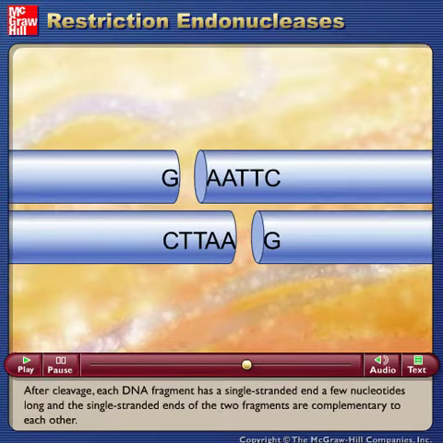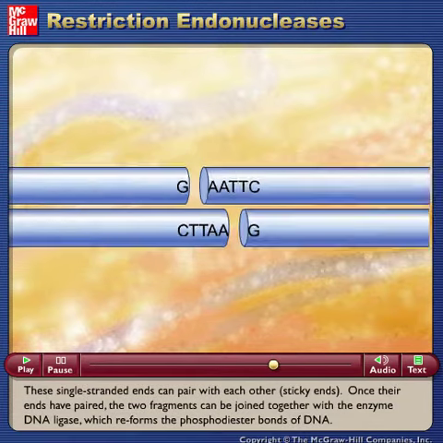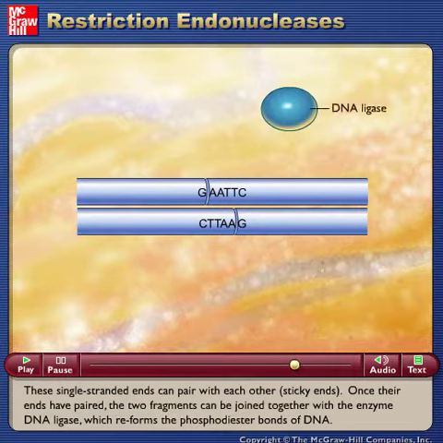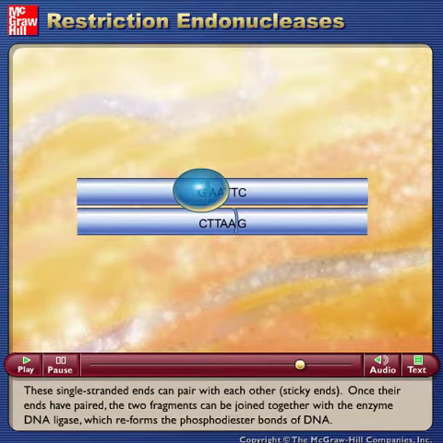After cleavage, each DNA fragment has a single-stranded end a few nucleotides long, and the single-stranded ends of the two fragments are complementary to each other. These single-stranded ends can pair with each other, called sticky ends. Once their ends have paired, the two fragments can be joined together with the enzyme DNA ligase, which reforms the phosphodiester bonds of DNA.